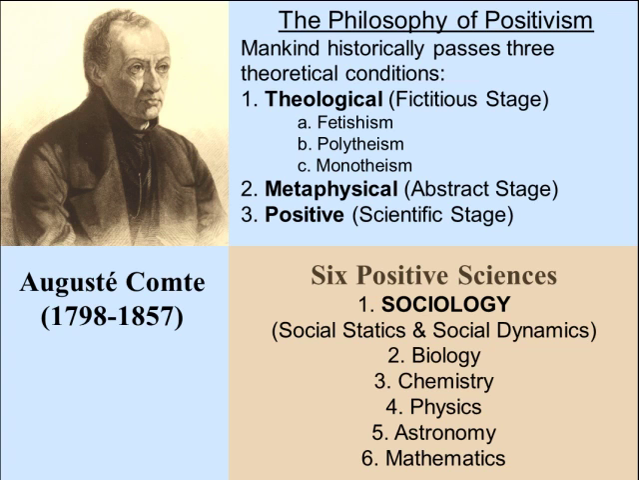And so the positive stage, or scientific, is where research is done to explain natural and social laws. Seems like a no-brainer to us, but it took humanity hundreds of years to realize this. Next, Auguste Comte named what he considered the 6 positive sciences: mathematics, astronomy, physics, chemistry, biology, and at the very top he placed sociology, which he called the Queen of Sciences.